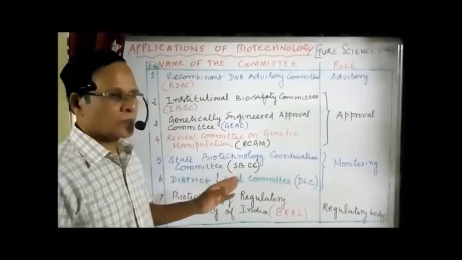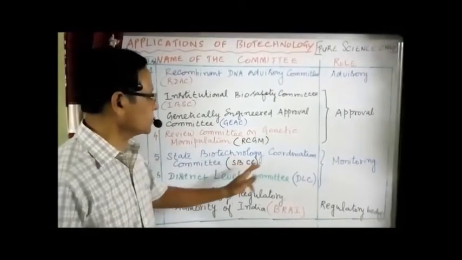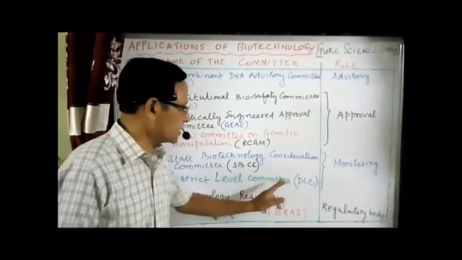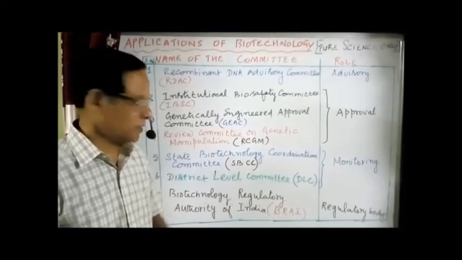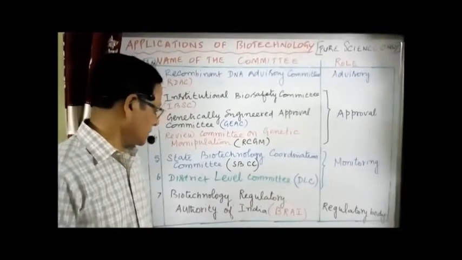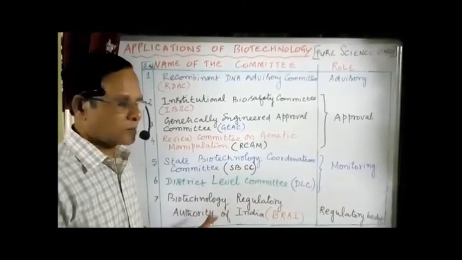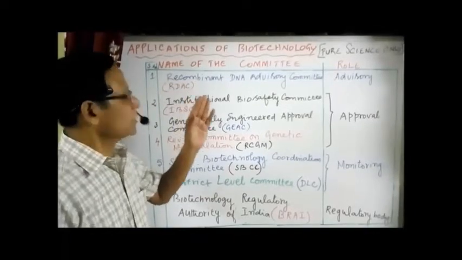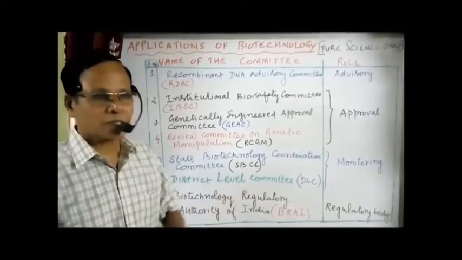Then two committees work under the control of GEAC. Number 1, State Biotechnology Coordination Committee, SBCC. Another one, District Level Committee, DLC. These two are monitoring committees, looking after the work given by GEAC. Now we have the main regulatory body, BRAI, the Biotechnology Regulatory Authority of India. That's about the different committees for the regulations in biotechnology.